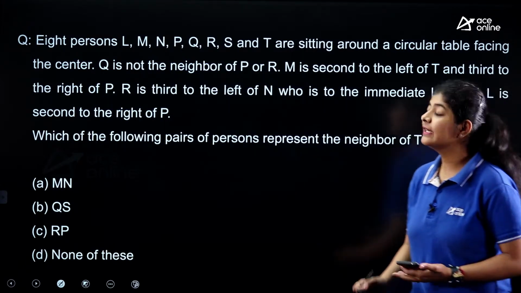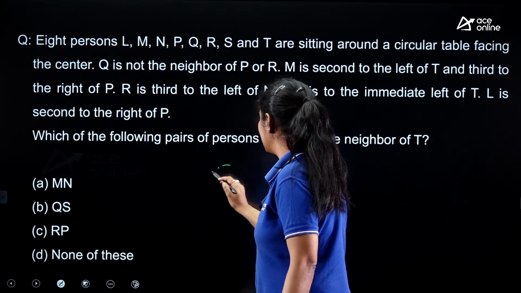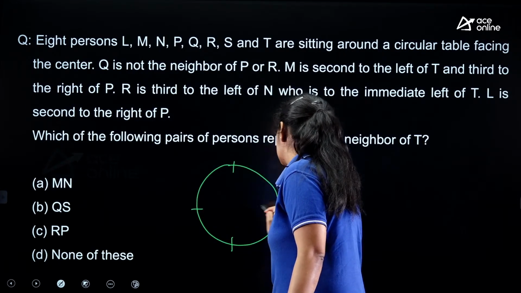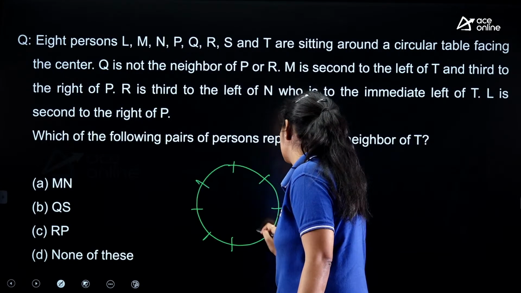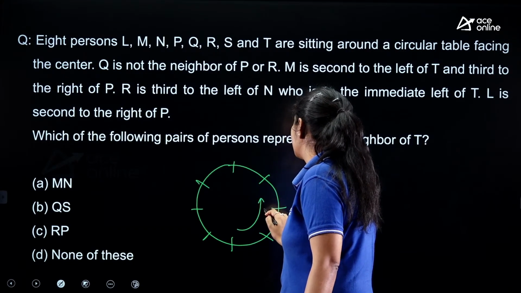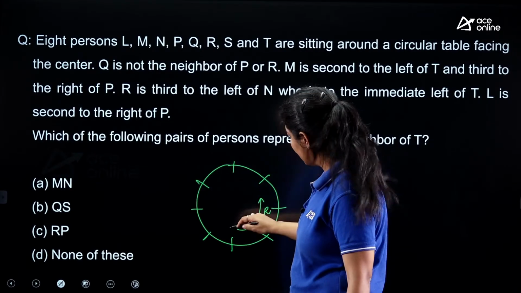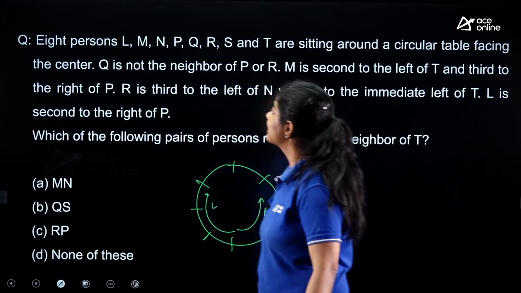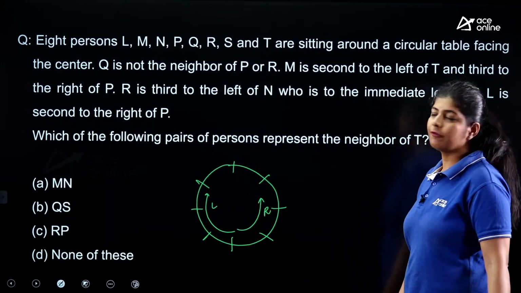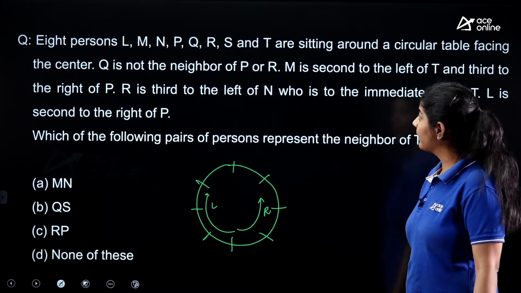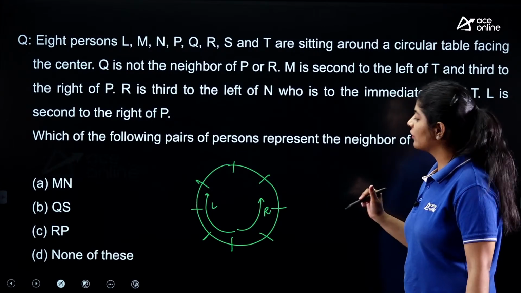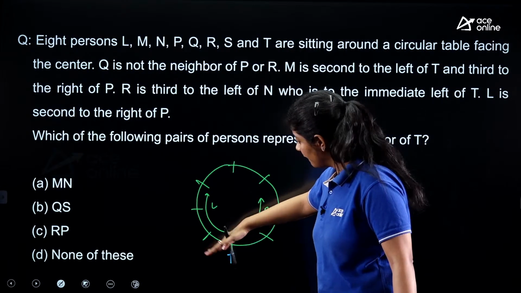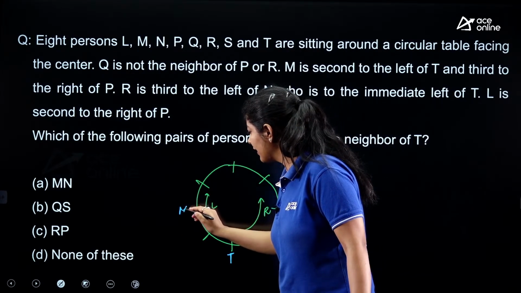Okay, very good, Ragna. So here we have 8 persons. That means 1, 2, 3, 4, 5, 6, 7, 8, right? And if all of them are facing towards the center, so this is the right and this is the left, right? Okay. So the first clue says that Q is not the neighbor of P or R. Okay, we'll keep this point in our mind. M is second to the left of T. So let's suppose T is over here, then first left, second left, here we have M.